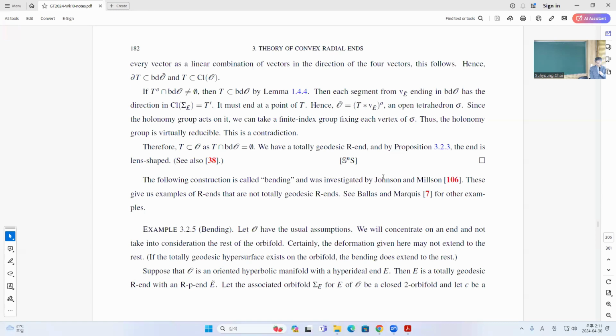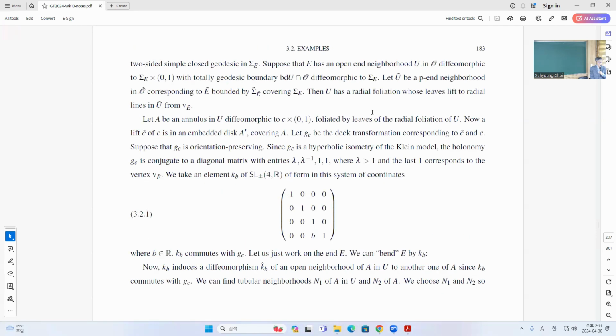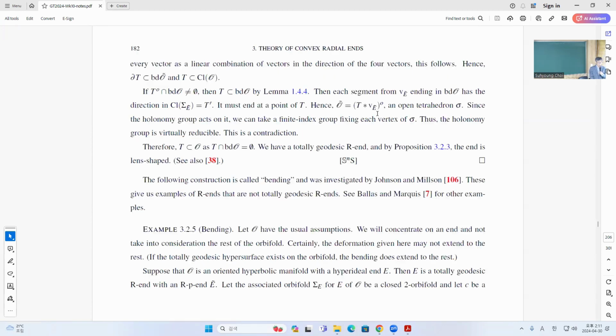And then another set of examples are the bending. So we can consider something like a hyperbolic manifold with hyperideal ends with a totally geodesic end, and then we can take some closed geodesic in it. So these are our three manifolds here. Did I say three manifolds? I should say it's three manifolds.